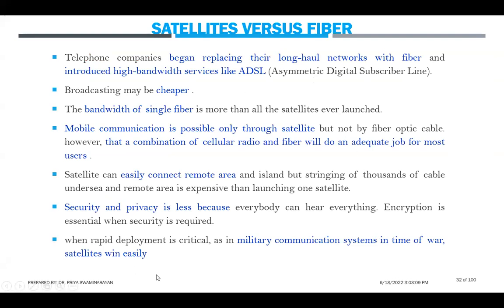Now, here the comparison between satellites and fiber optics is given. So we already know that now the companies are replacing the existing coaxial cable by fiber optics cable, right? Because with fiber optics cable, we can achieve a very good data transmission rate compared to copper wire. And in fiber optics cable, the data rate is also very fast compared to twisted pair and coaxial cable. And even the broadcasting, it's much cheaper compared to fiber optics cable.